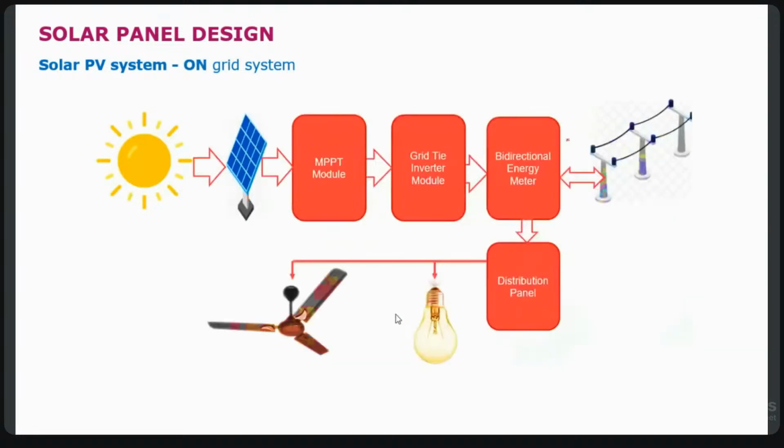Next is the on-grid system. The on-grid system is similar to the off-grid system. The solar power will be transferred to the PV and from the PV to the MPPT model. After the MPPT, there will be a grid tie inverter model. This grid tie inverter generally converts to a sufficient or equivalent voltage. And two things need to be synchronized here.